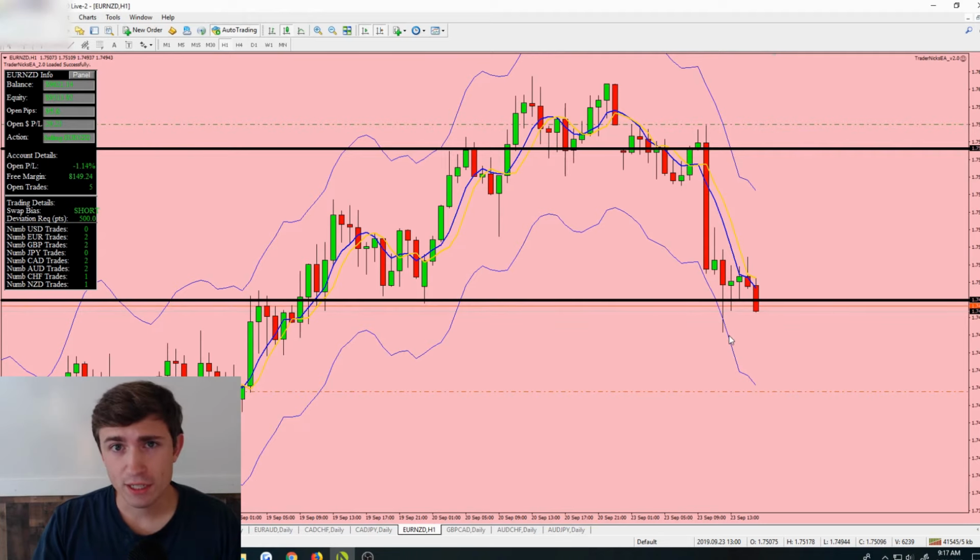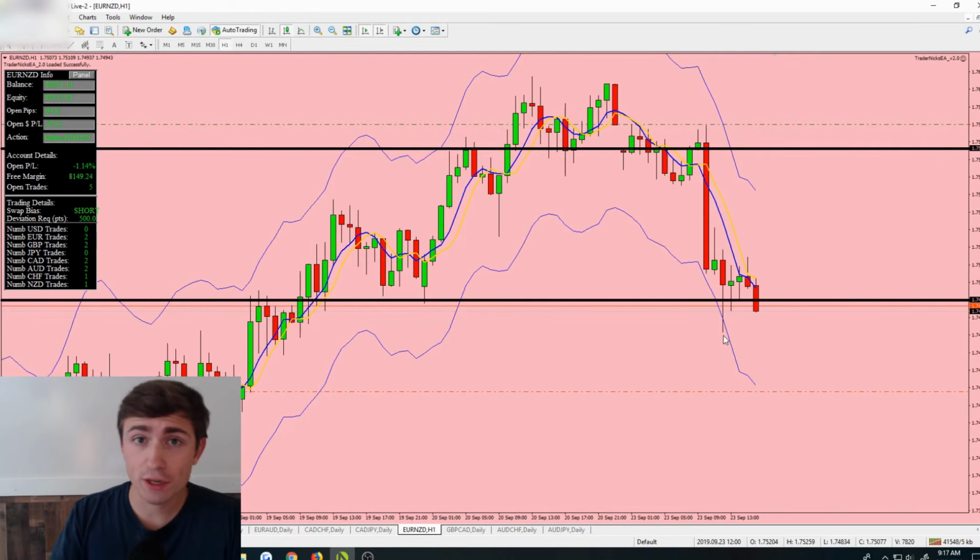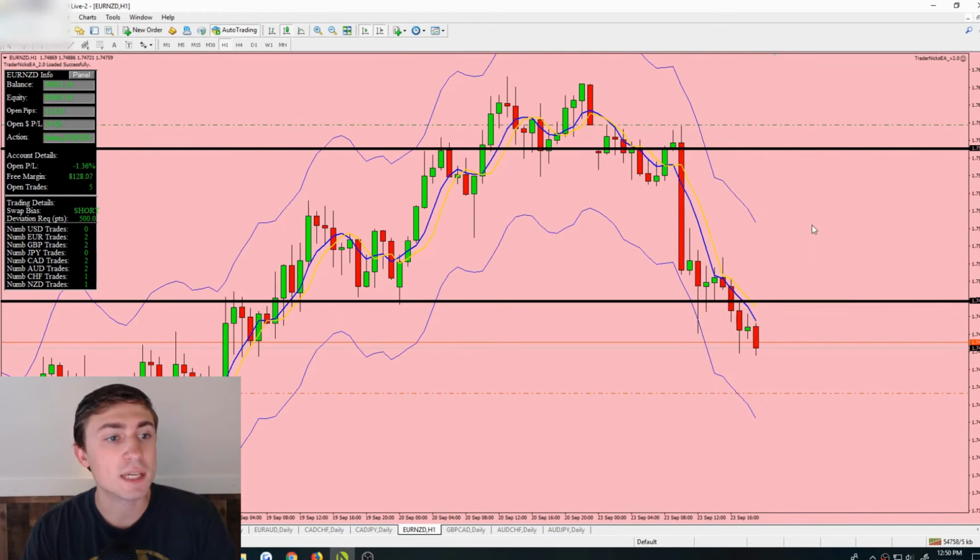Now, is this a perfect trading strategy? Absolutely not. There's always times where you have to deal with pain and struggle no matter what trading strategy you use. But let's see how Euro New Zealand turns out. We'll see if we have to adjust the take profit from here, or if the price is going to roll over and give us that nice little target that we've been working towards. Euro New Zealand is making a move to the downside here.